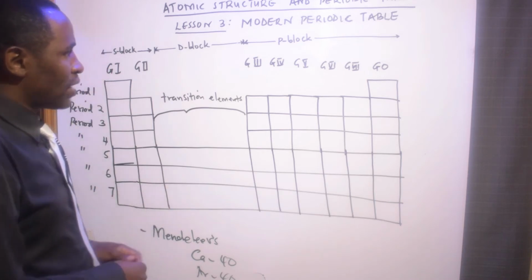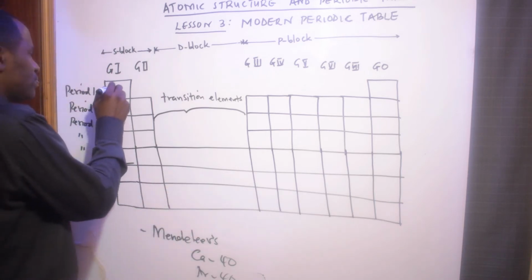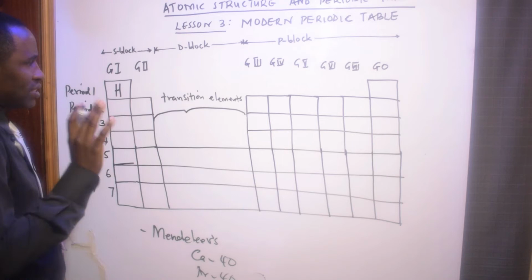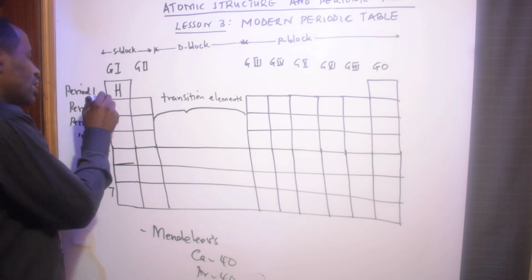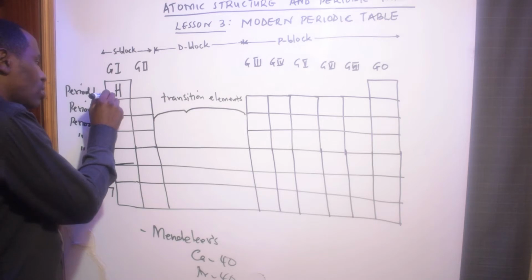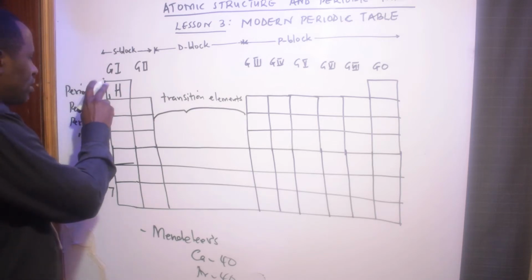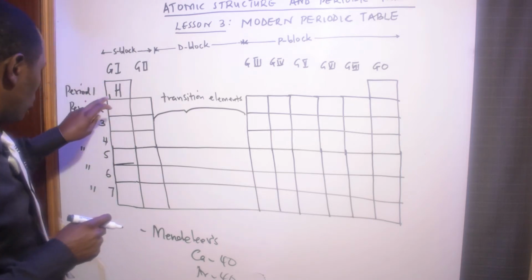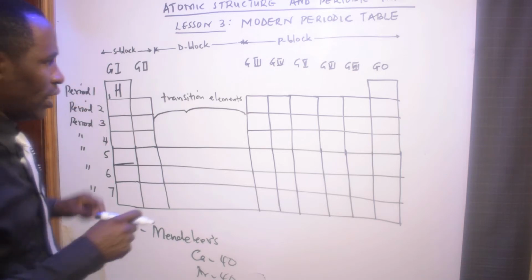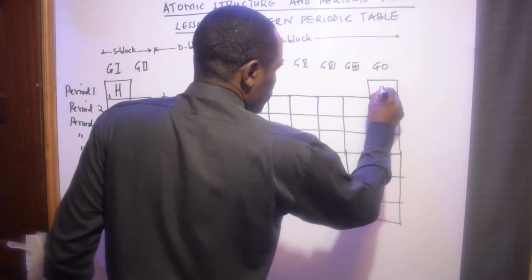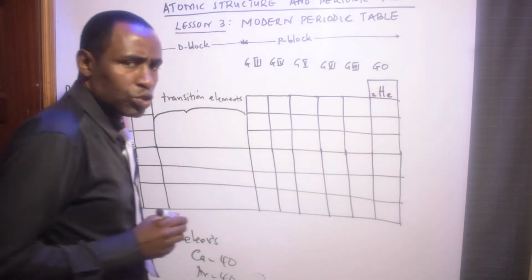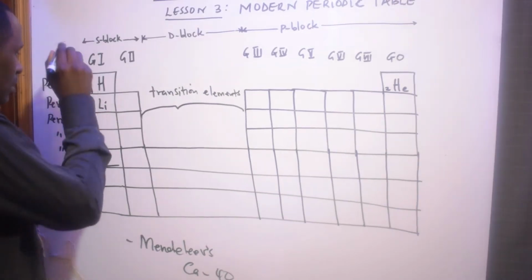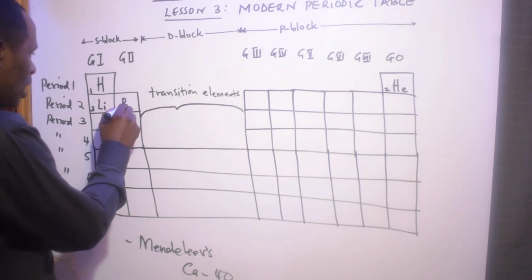Now, let us have them here. I'm going to have hydrogen. Hydrogen has 1 proton, that's atomic number 1. The way we place it always, the atomic number should be placed on the bottom left, and the mass number should be on the upper left. Therefore, that's hydrogen. Atomic number 2 is helium. Atomic number 3, we have lithium. Atomic number 4, beryllium.